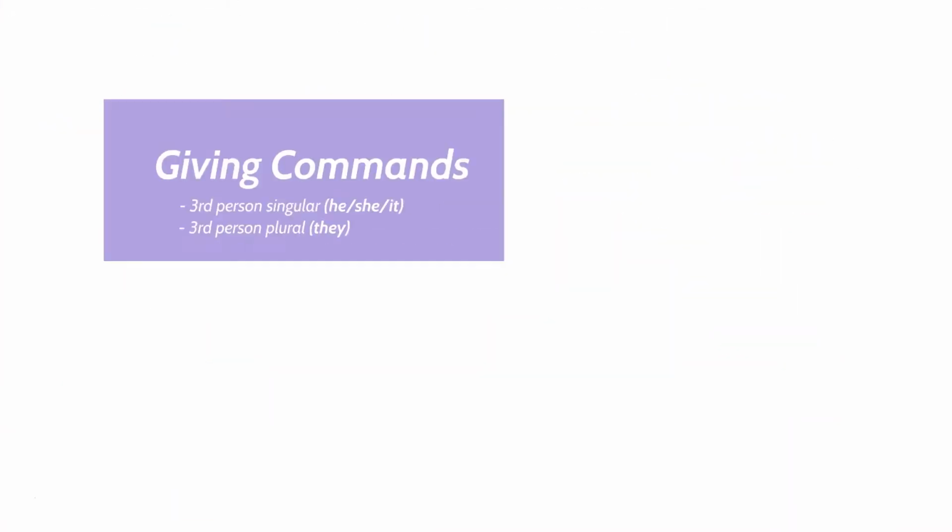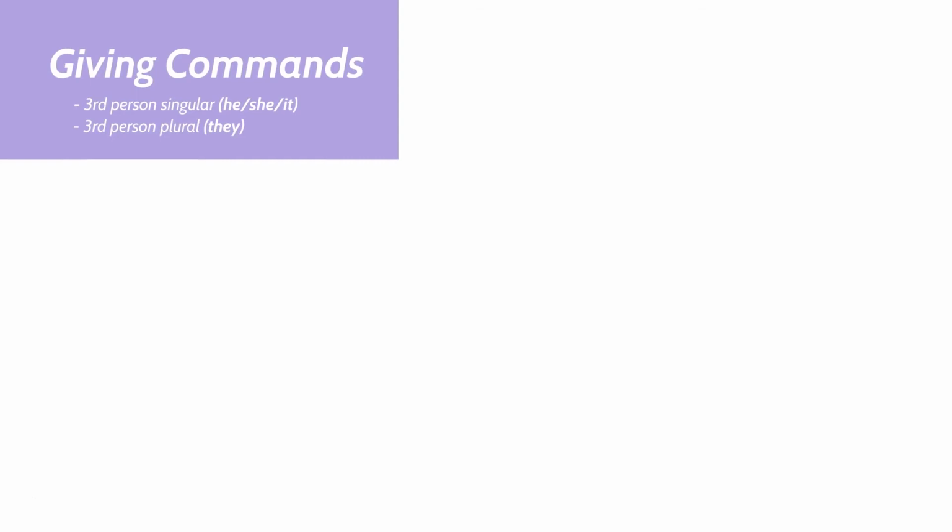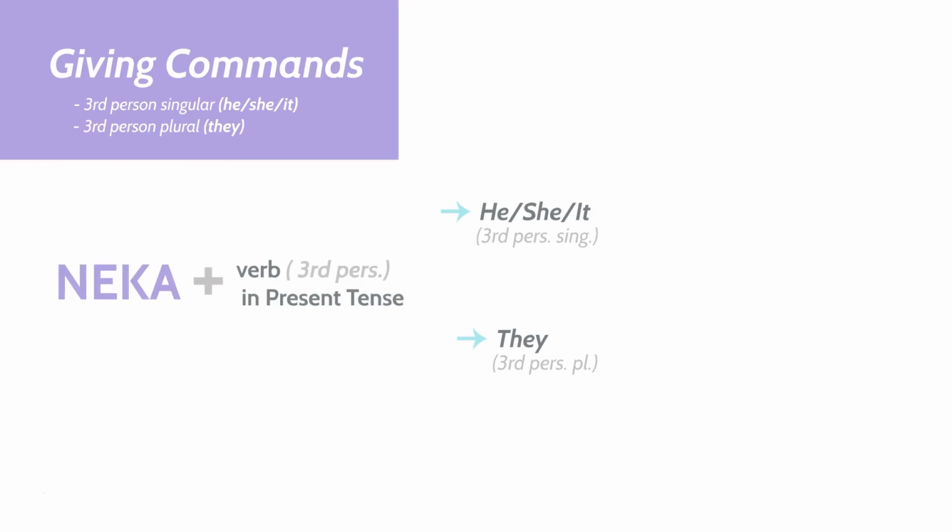But what if you wanted to give a command to someone who isn't present? If you are trying to give a command to third person singular, him or her, or child, for example, or third person plural, a group of people, them, to make imperative, you only use neka plus the verb in present tense in third person. For instance, if you wanted to say, tell him to buy that, how would you say this? We would say, neka kupi to. To means that.